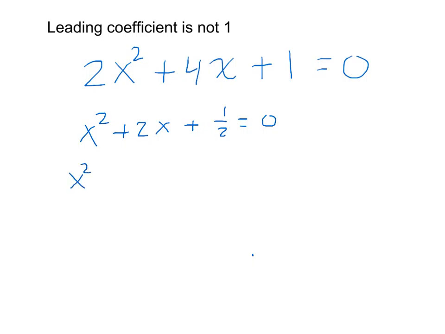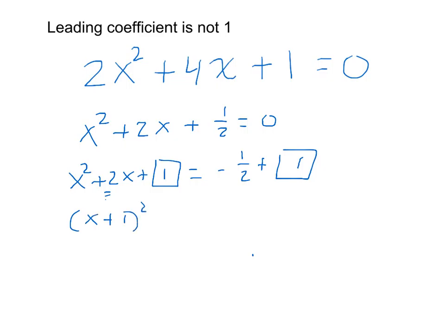We get x squared plus 2x equals negative 1/2. And then we think about, okay, what do we need to put in here to complete the perfect square? So we divide our middle term in half and square it. So 2 divided by 2, squared, is 1. Add it to both sides. And then we can write it as a perfect square. So we get x plus 1 squared equals 1/2.